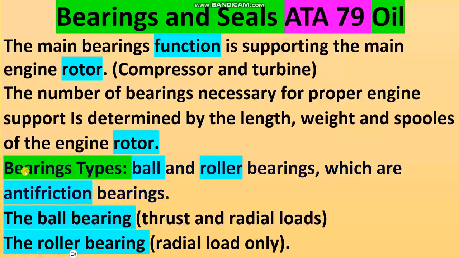The types of bearings used in the engine are ball bearings and roller bearings, which are anti-friction bearings. The ball bearings' function is thrust and radial loads. But the roller bearings' function is radial load only.